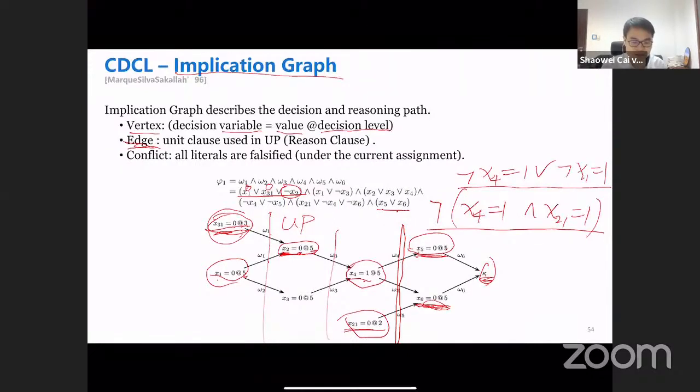Now, previously, we just saw the implication graph, which is very important in CDCL. And we have already seen its intuition, right? It has this reasoning network and leads to a conflict. So CDCL stands for conflict-driven clause learning. The so-called clause learning means to learn something from the failure, from the conflict here. So the intuition is that we make a cut from these reasoning edges, then we learn a clause.